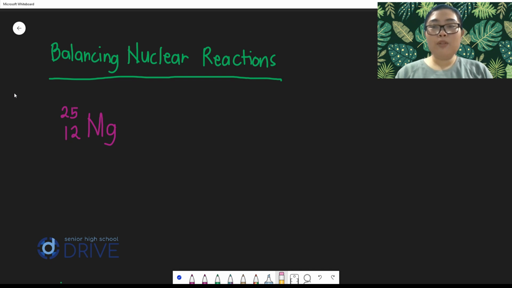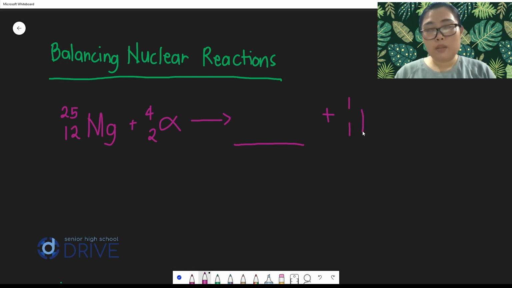So hello everyone, we're going to talk about balancing nuclear reactions. So let's start off with magnesium-25, which is an isotope of magnesium. If you will notice, 25 is your atomic mass, and then 12 is the atomic number. And then we're going to add an alpha particle to magnesium-25. So how are we going to balance this out and know the product for this one?